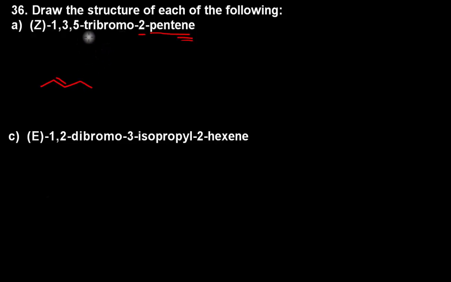That's where we're going to have our double bond. Okay, and so we also have a tribromo. So we're going to have 3 bromines attached to positions 1, 3, and 5. So this is position 1, let's put a bromine here. Position 3, 1, 2, 3, let's put a bromine on position 3, and then 4, 5, we're going to put a bromine on position 5. So we've taken care of the 1,3,5-tribromo. Now the only thing we have to do is make sure that this is in the Z isomer configuration, and if not, we'll switch it.